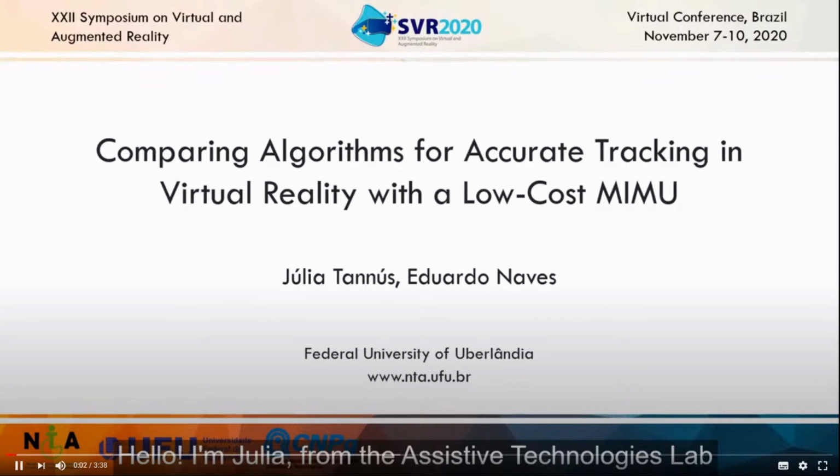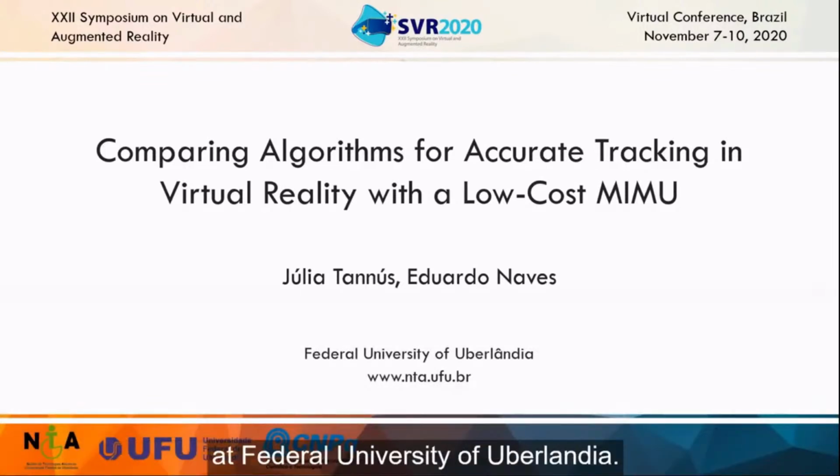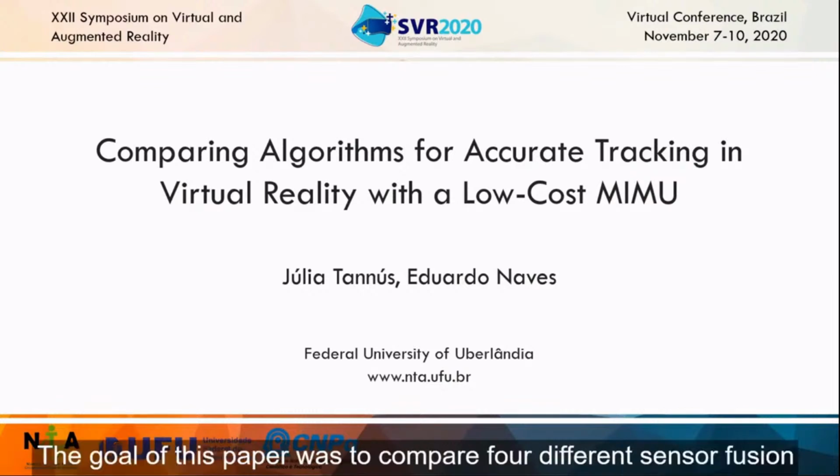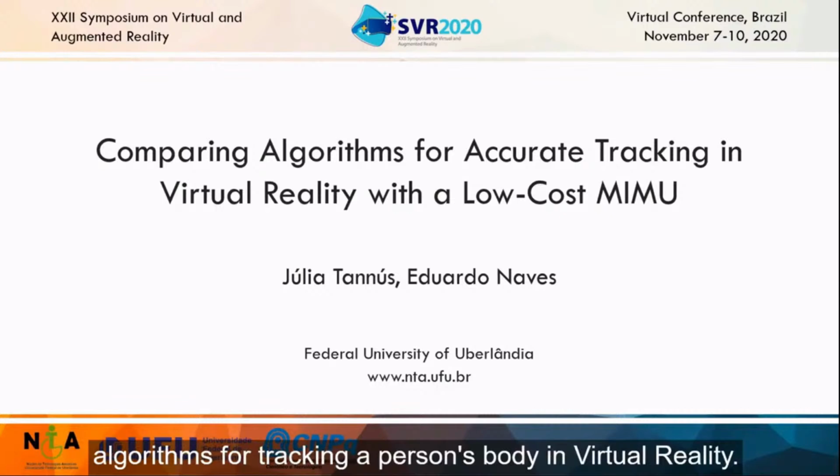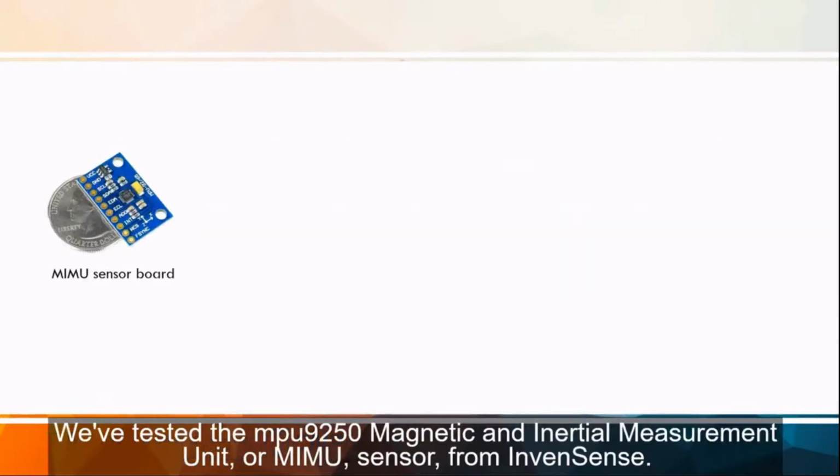Hello, I'm Julia from the Assistive Technologies Lab at Federal University of Uberlândia. The goal of this paper was to compare 4 different sensor fusion algorithms for tracking a person's body in virtual reality. We tested the MPU 9250 Magnetic and Inertial Measurement Unit, or MIMU, sensor from InvenSense.